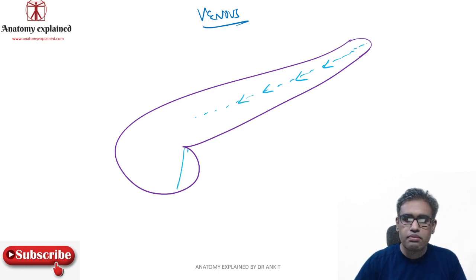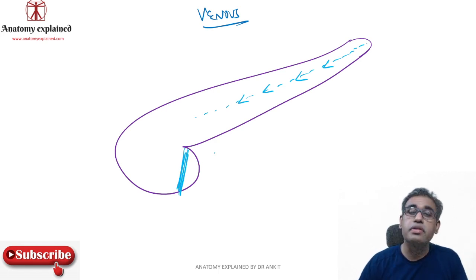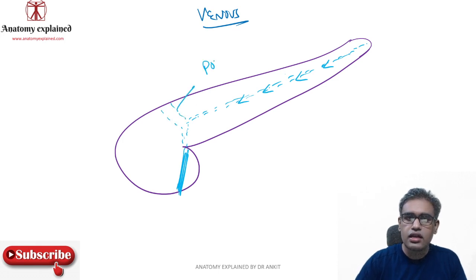We had the superior mesenteric vein, bringing blood from the midgut part. It will go behind the neck of the pancreas, and over here behind the neck of the pancreas, the splenic vein and superior mesenteric vein will both mix up and form the thickened portal vein. That will be behind, then it will go above and run in the right free margin of the lesser omentum.